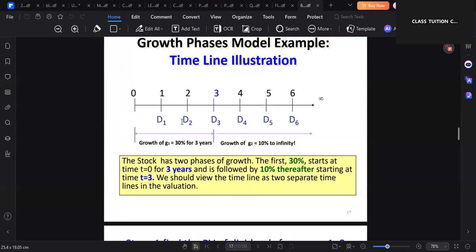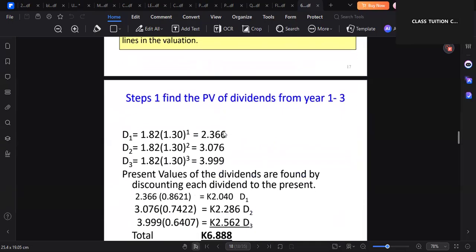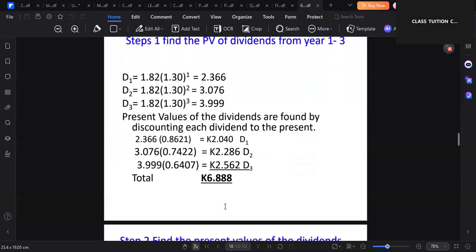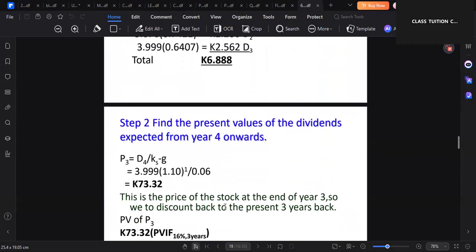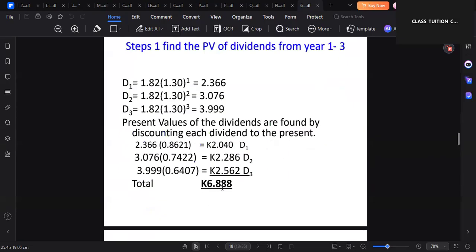But again, we want to discount them to now by dividing by the market rate, which is 16%. You can use a table, or divide by 1.16 to the power 1, 1.16 to the power 2, 1.16 to the power 3. That gives you the present values of these dividends for year 1, year 2, year 3. It will give you 6.88. Remember, we calculated that. Although I love the number line because it helps you see what is happening. This 6.88 is what we calculated after discounting these figures.